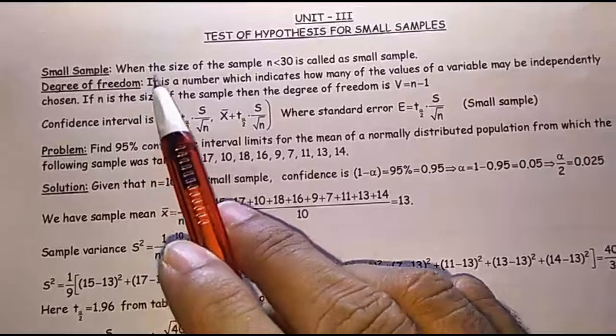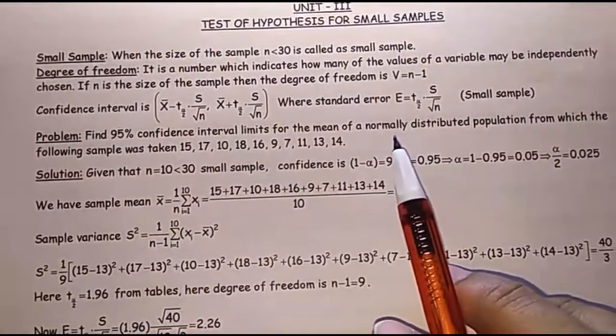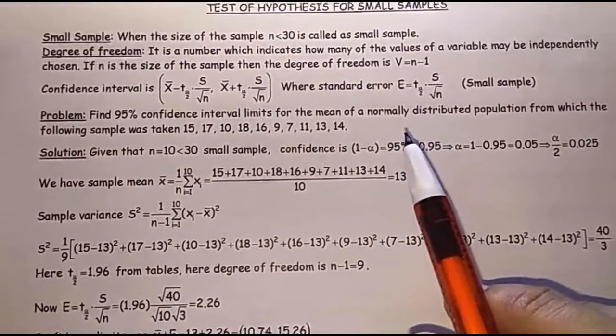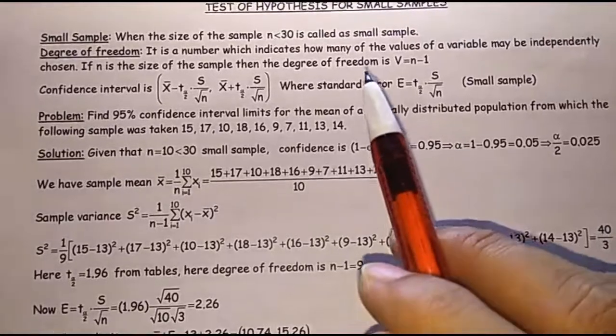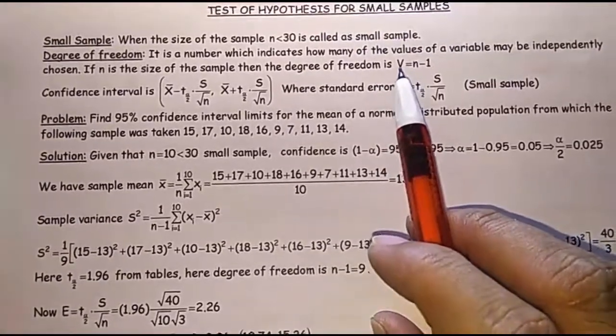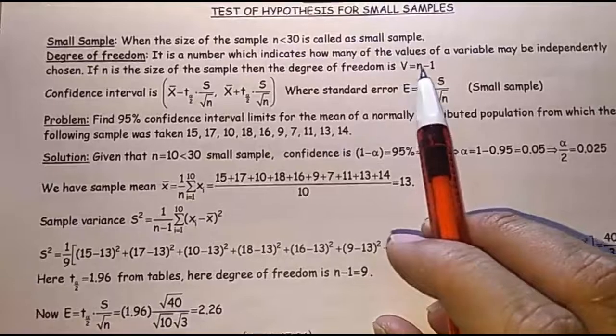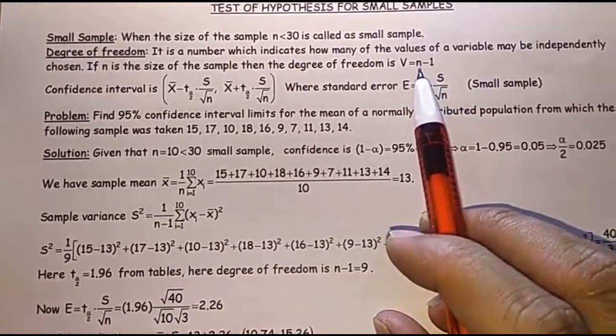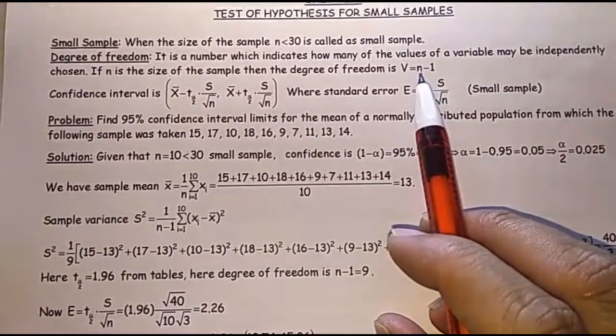The degree of freedom is a number which indicates how many variables we have to choose independently, and is given by the formula V equals n minus 1, where n is the size of the sample.